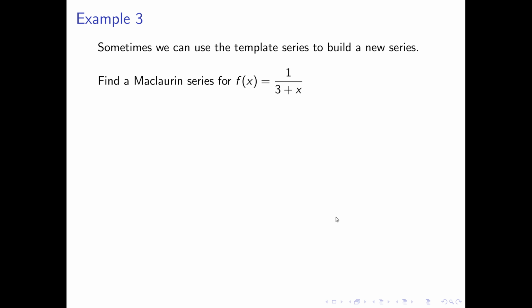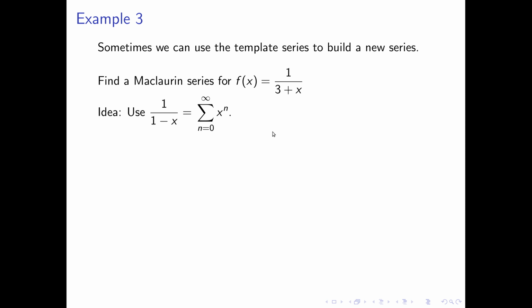Very good. Oh, I guess we're going to do one more example. Geez, I thought we were done. Let's try another one. In this case, you could compute all the derivatives, but let's see if we can use a template series to build a new series for the Maclaurin series for this function. And so for 1 over 3 plus x, that looks a lot like 1 over 1 minus x. And so somehow I would like to use the series for this. And so what do I need to do first? I need to get rid of this 3.